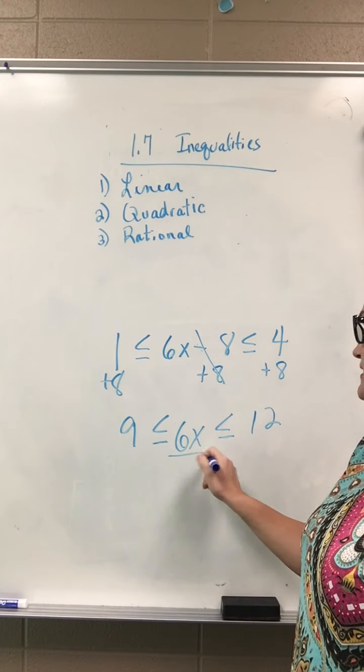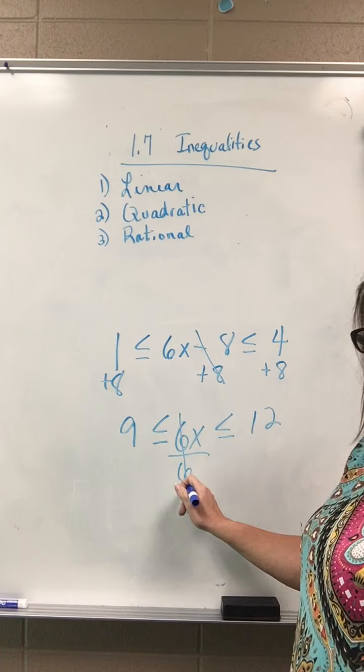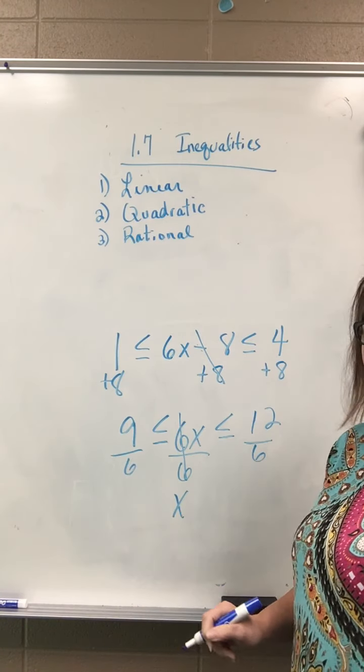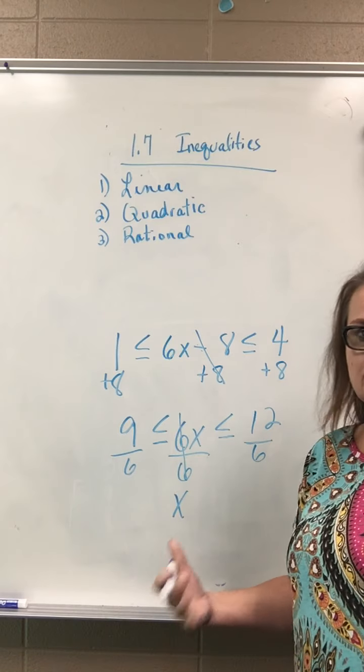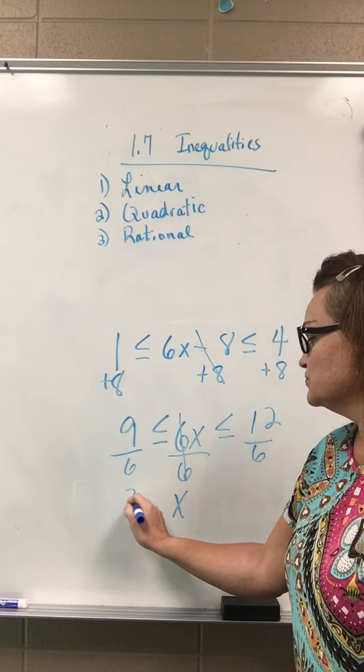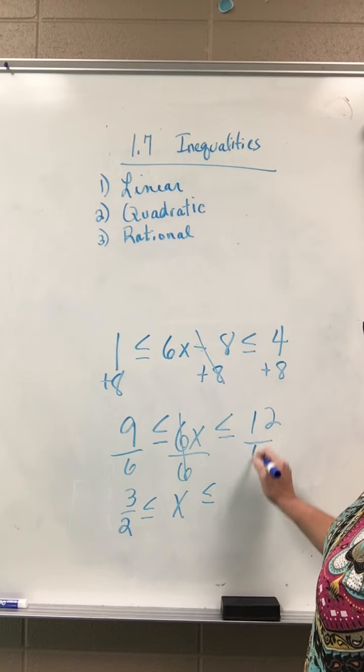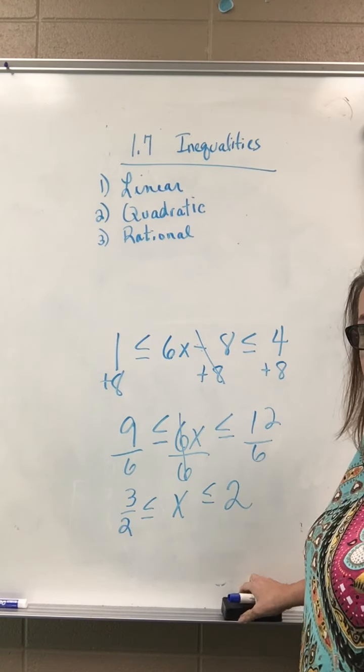Then divide by 6, so we'll get x alone in the middle. Divide by 6 on the other 2 parts, keeping all the balance. 9/6 could be reduced to 3/2. We should do that. Reduce any fractions. And then 12 divided by 6 comes out to a nice even 2.